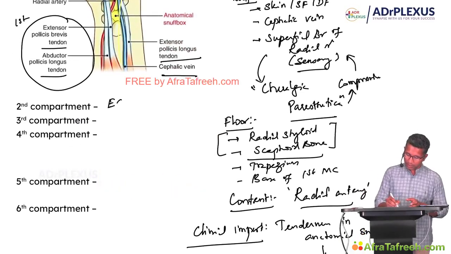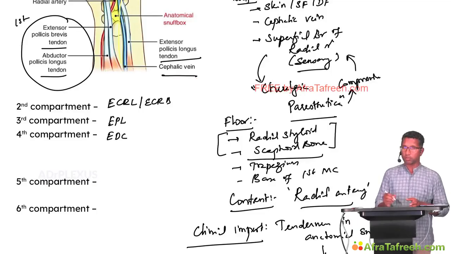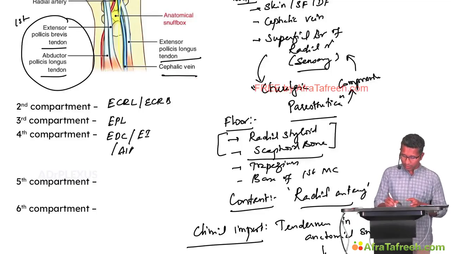Second compartment contains extensor carpi radialis longus and extensor carpi radialis brevis. Third compartment contains extensor pollicis longus. Fourth compartment contains extensor digitorum communis, extensor indicis. You have got an anterior interosseous artery and posterior interosseous nerve.